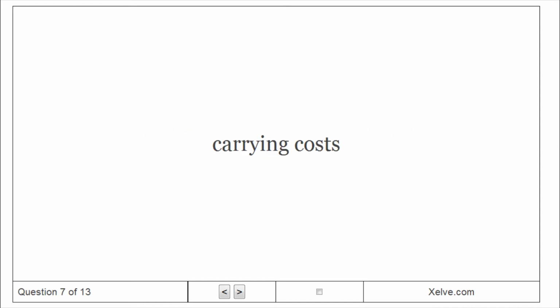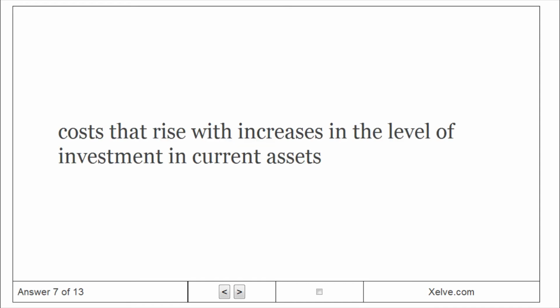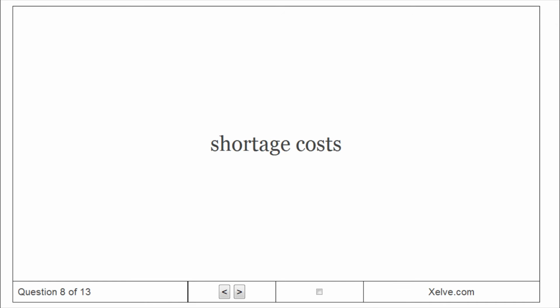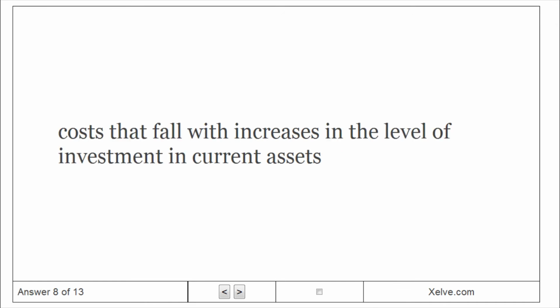Carrying costs. Costs that rise with increases in the level of investment in current assets. Shortage costs. Costs that fall with increases in the level of investment in current assets.